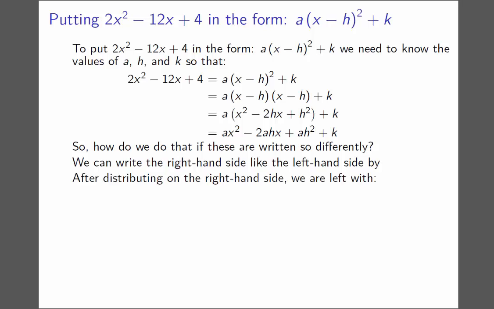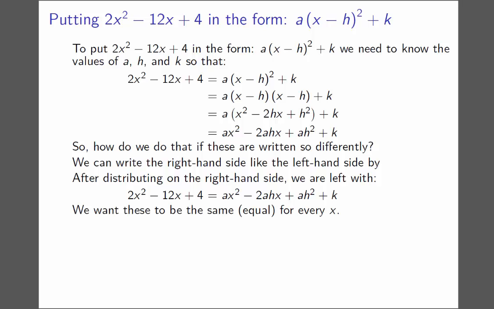So now that we've distributed the right-hand side, we're left with the equation 2x squared minus 12x plus 4 equals ax squared minus 2ahx plus ah squared plus k. And we want these to be the same. We want them to be equal for every value of x. So we need to make sure that our coefficients are the same on both sides. That means that our coefficient of x squared on the left is 2, but on the right is a. Since we need these two to be the same, we need 2 to equal a.